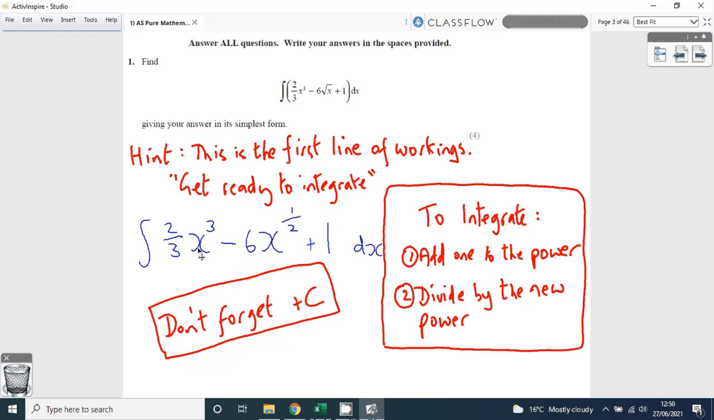And remember how you integrate. For each term, you add 1 to the power, and then you divide by the new power. I would suggest your first line of workings, just add 1 to the 3 to make it a 4, then divide by the 4, and then tidy it up with the third line of workings. My final hint: don't forget to write down your final answer with plus C.